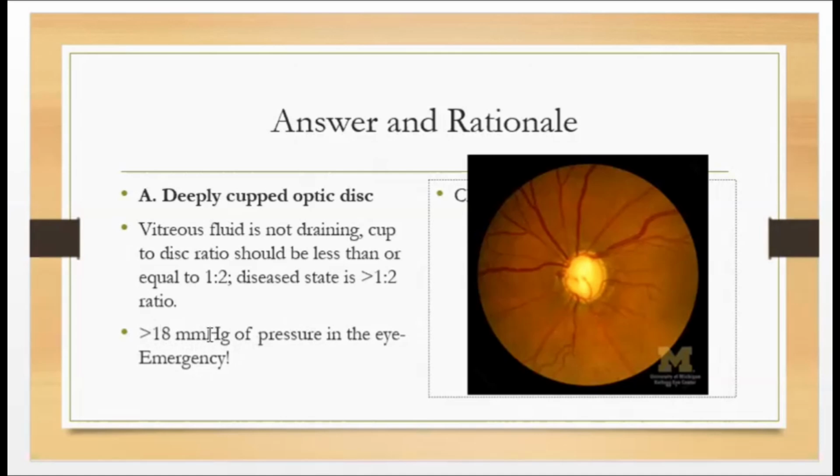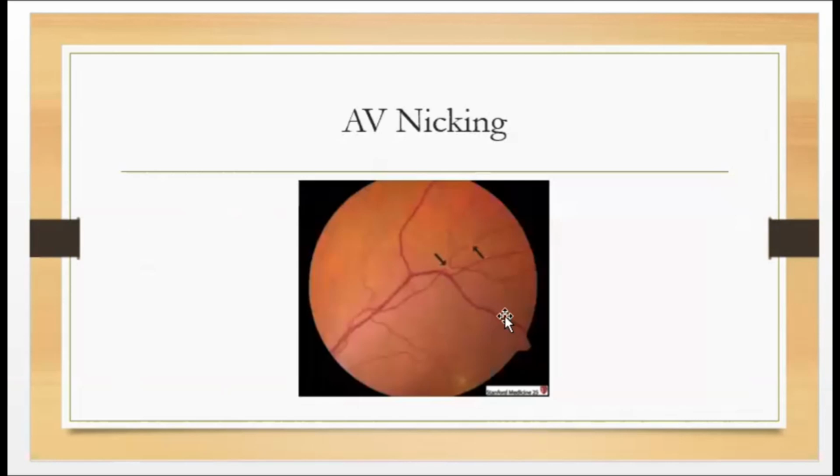Some of all these millimeter mercury values can have a little variation. Some book will tell you 22, other one will tell you 24, but just know if it cannot be managed, then you send the patient out. Then we have our AV nicking. If you're taking ANCC, remember the thing where an artery crosses the vein in a fundoscopy exam. If they ask you in a fundoscopy exam, artery crosses the vein, what is that? That is your AV nicking.